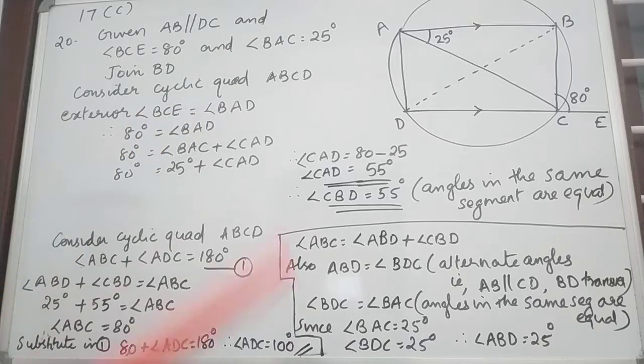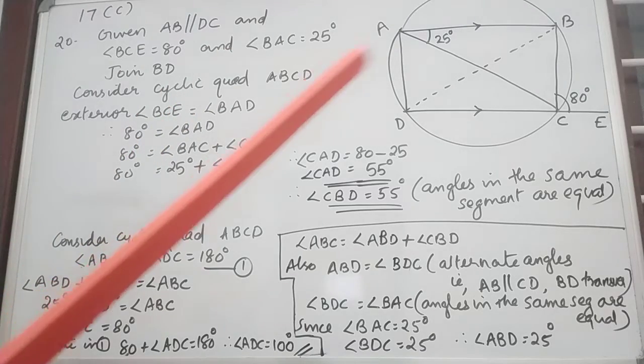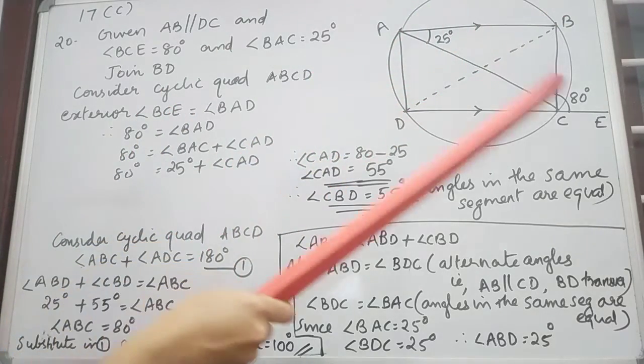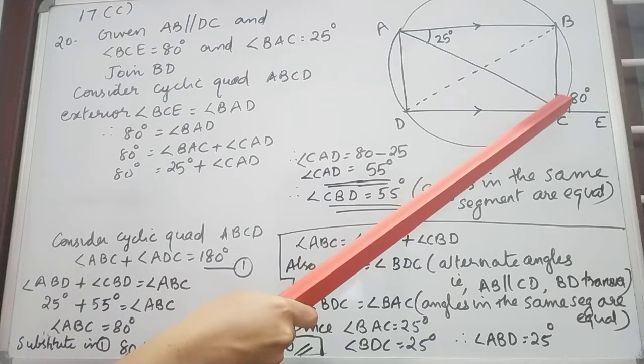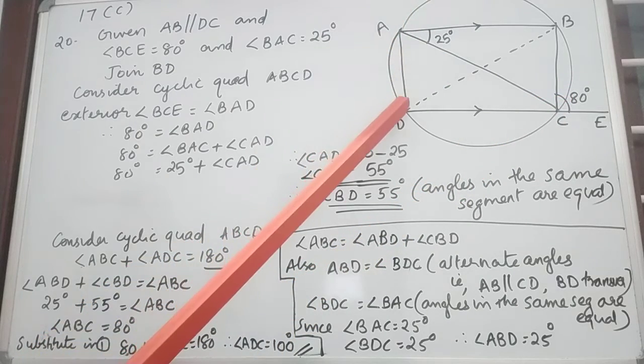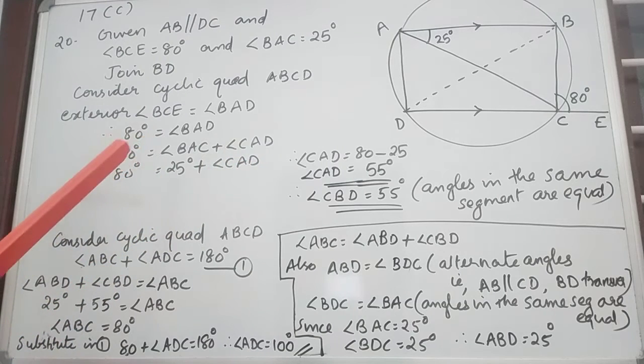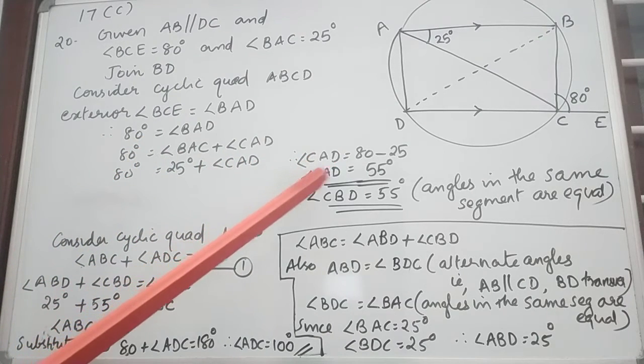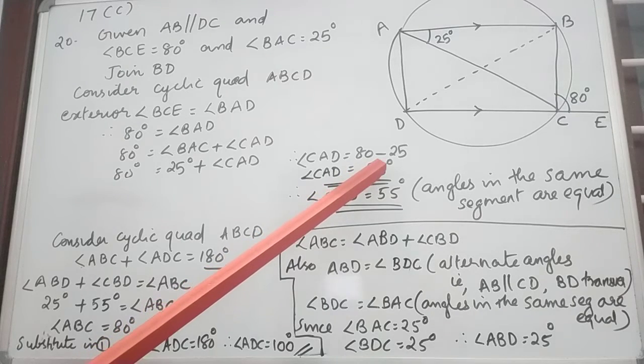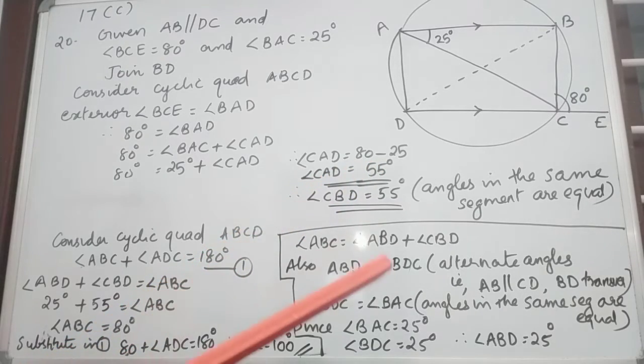BAD we can split into two. BAD can be written as BAC plus angle CAD. So angle CAD is equal to what? 80 minus 25. So CAD is equal to 55 degrees. That is our first part.